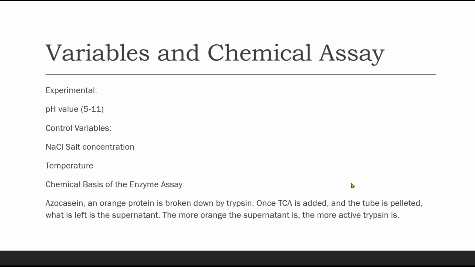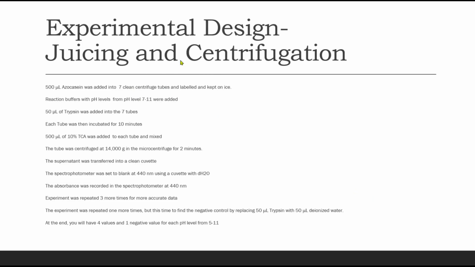For my experimental design, we took 500 microliters of azocasein and added it into 7 clean centrifuge tubes and labeled them and kept them on ice. Reaction buffers between pH 5 to 11 were added into each centrifuge tube. Then after that, 550 microliters of trypsin was added into those 7 tubes. Each tube was incubated for 10 minutes.